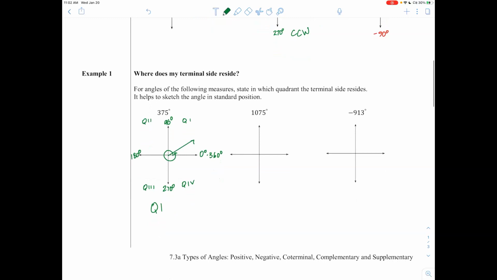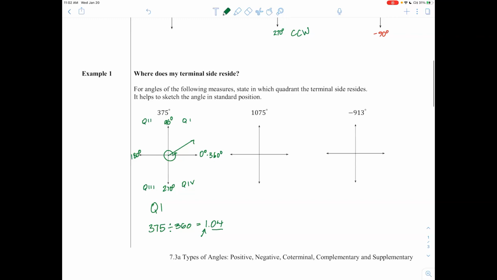Another way you could go about this is you could pull up your calculator and do 375 divided by 360, and that would give you this value. Let me just plug it in really quick. It gives you 1.04 approximately. So the 1 represents one full rotation of 360 degrees, and then the 0.04 is 4% of another rotation.